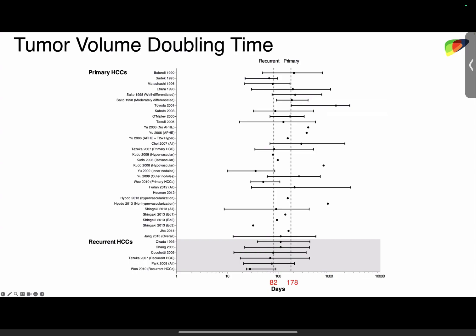This is a graph that summarizes the tumor volume doubling time of primary HCCs and recurrent HCCs from various studies. On the right, you can see that the median doubling time of primary HCC in these studies was 178 days, so about 6 months. Whereas the doubling time of recurrent HCCs is 82 days, so nearly 3 months. And this is used as guidance to justify the time intervals between exams in patients who are at risk for HCC or who have previously been treated for HCC.